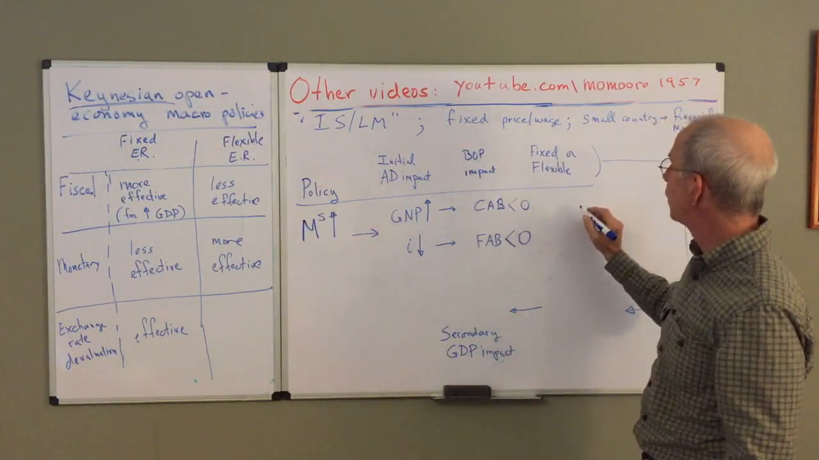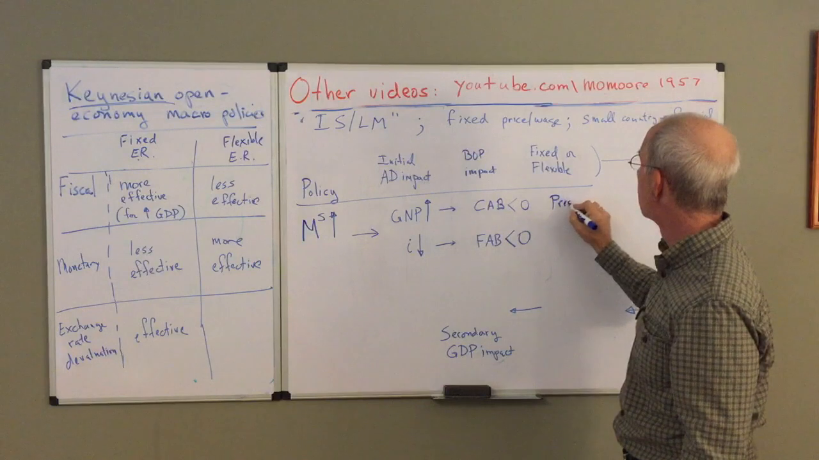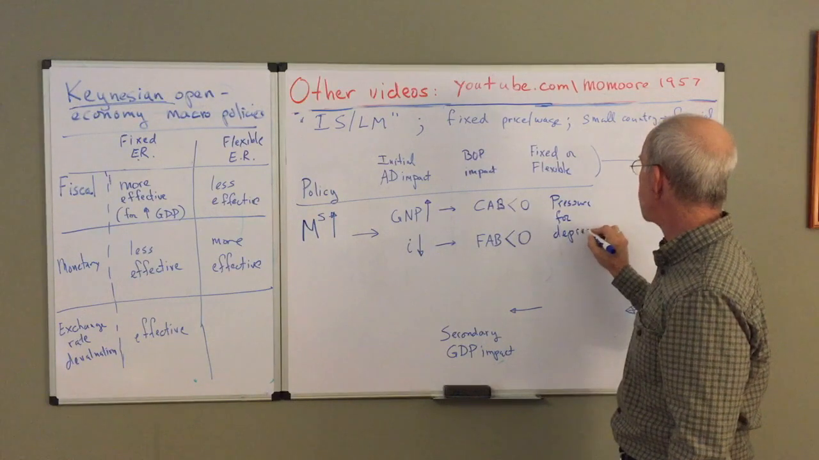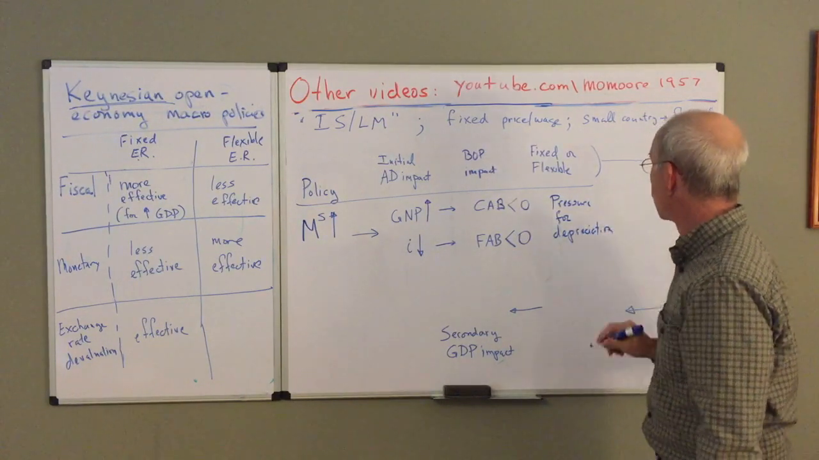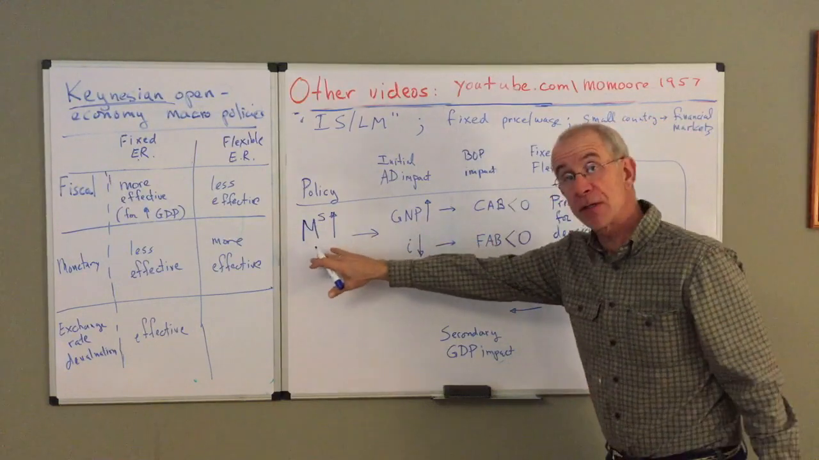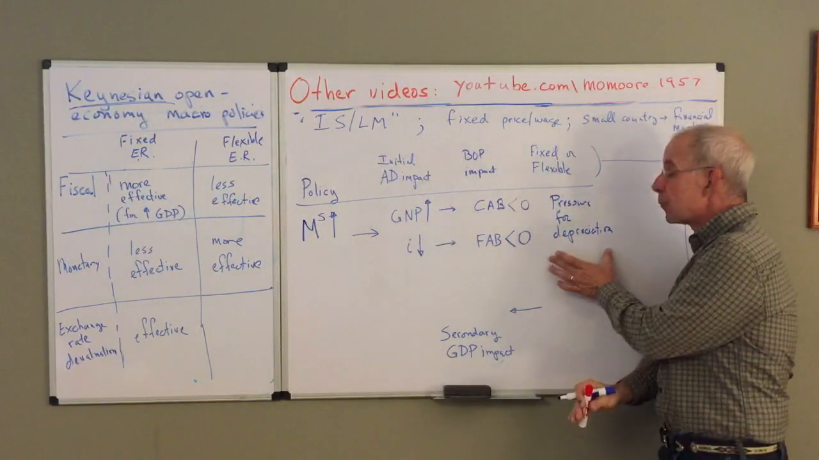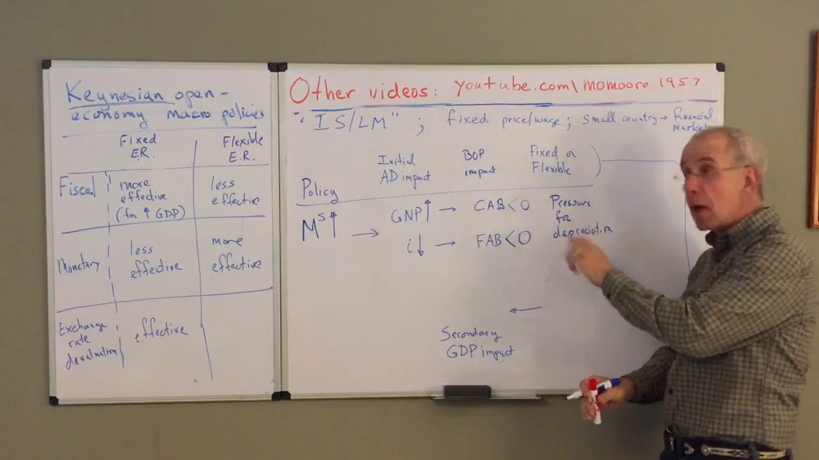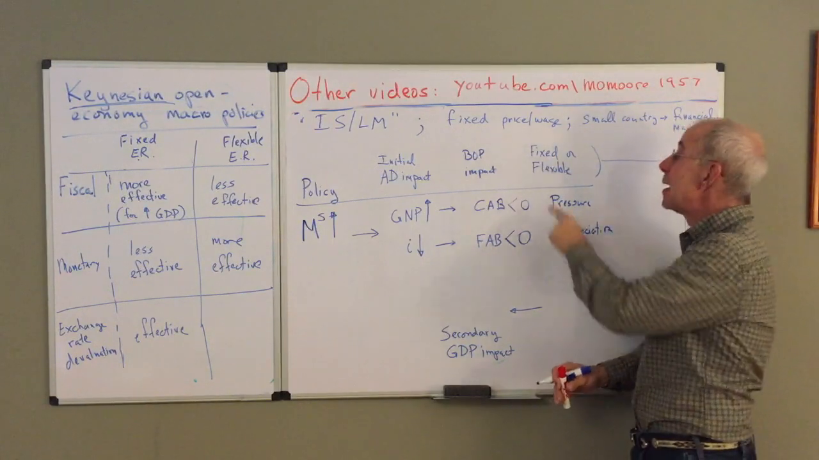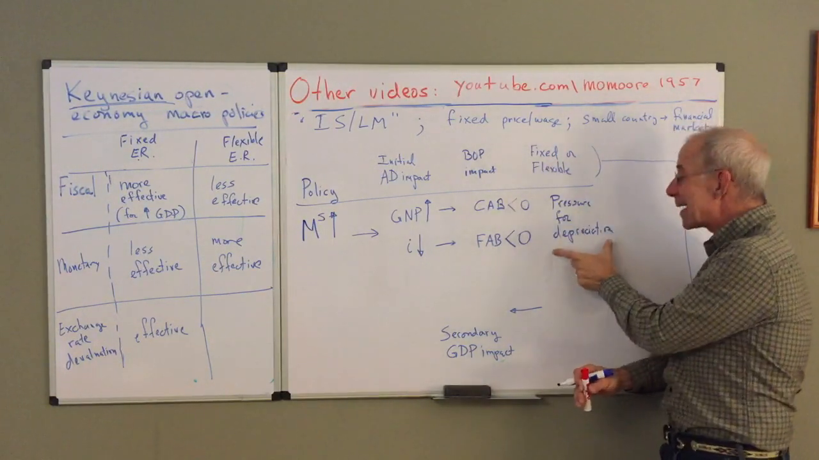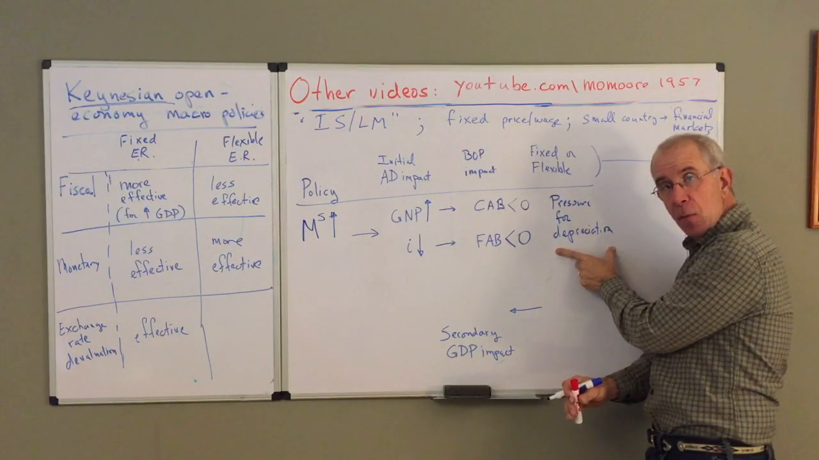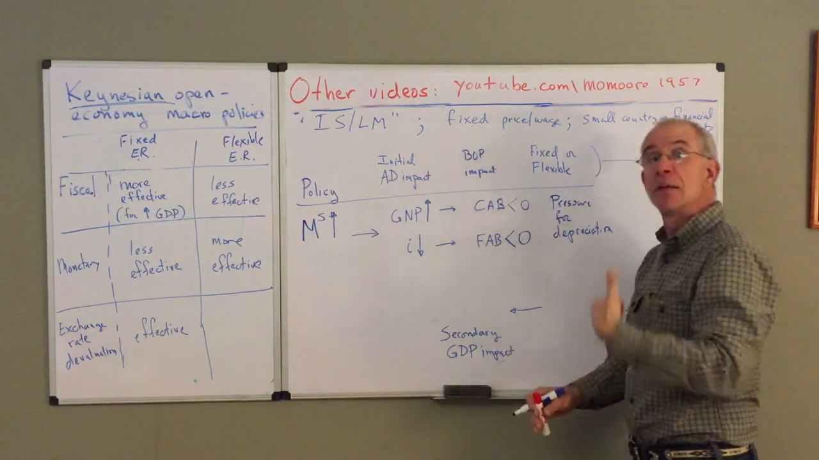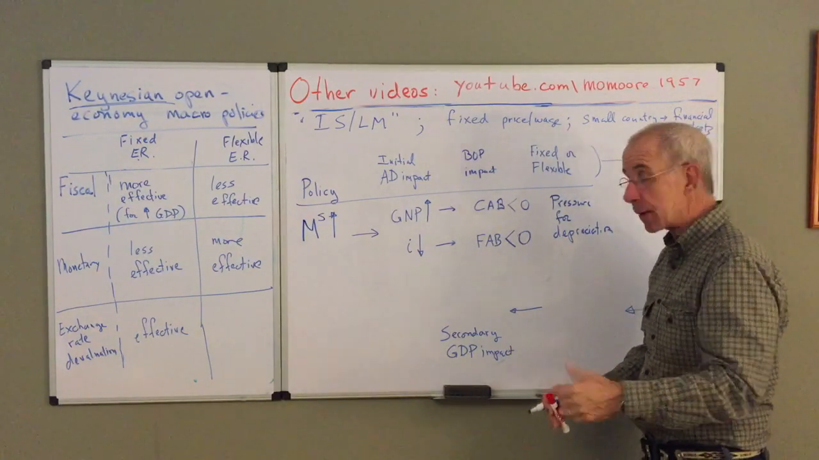So what you have is pressure for depreciation. This policy, the increase in money supply, is going to tend to put pressure on the domestic currency to fall in value. Now, here's where you ask whether it's a fixed or flexible exchange rate. If it's a fixed exchange rate, this excess supply of domestic currency in the foreign exchange market cannot lead to depreciation. The central bank must intervene to prevent that depreciation from occurring.